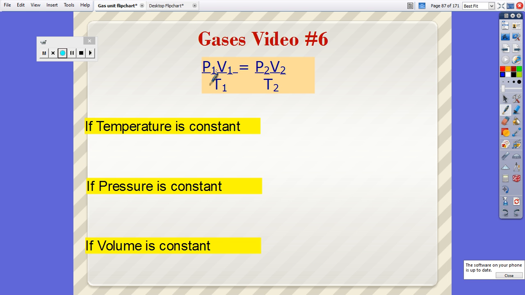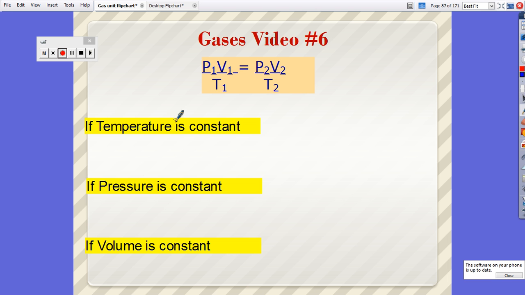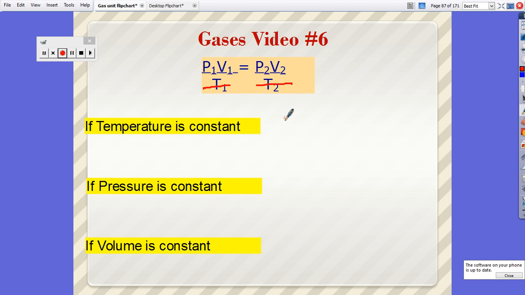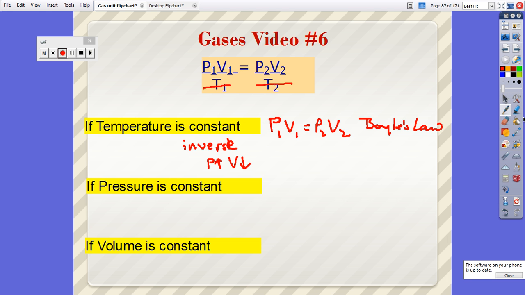Now there's more that we can do with this formula than what we've just shown. For example, let's say the temperature is constant. If the temperature is constant, then it's exactly the same on both sides. I can cancel that out. And I get the formula P1 V1 equals P2 V2. This has a special name called Boyle's law. In this case, when the pressure goes up, the volume goes down in order to keep this a true statement. This is called an inverse relationship. And in this case, when the pressure goes up, we want to keep in mind that our volume is going down.